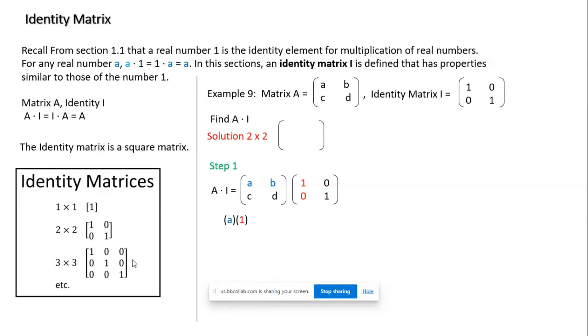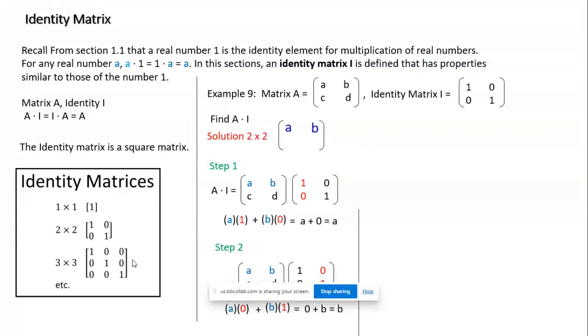So A times 1 plus B times 0 is going to give me A. That goes in row 1, column 1. Let's do it again, row 1, column 2. We have A times 0 plus B times 1. A times 0 is 0, B times 1 is B. So that's address 1, 2, row 1, column 2, and that goes there.